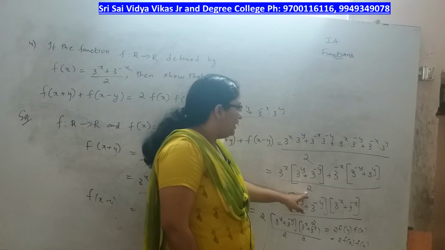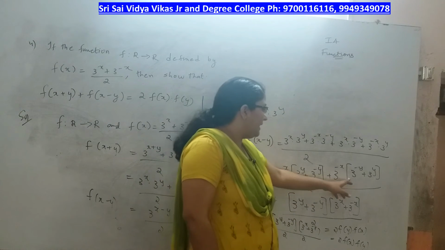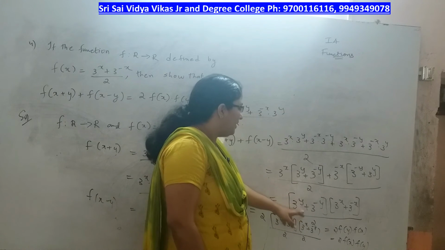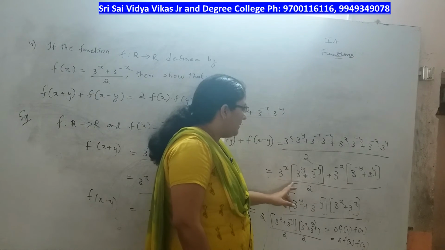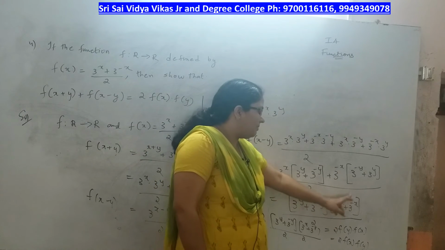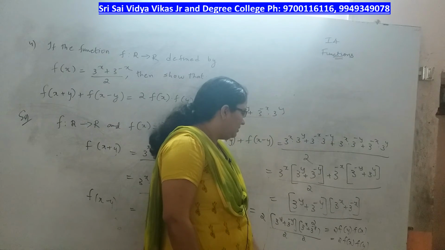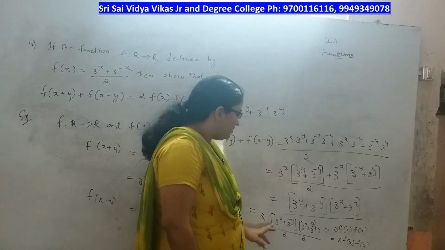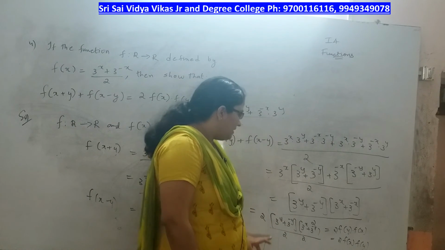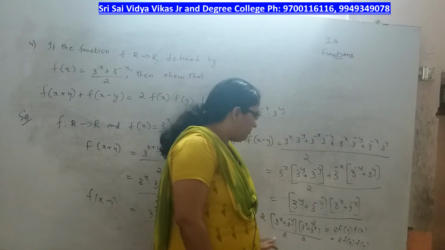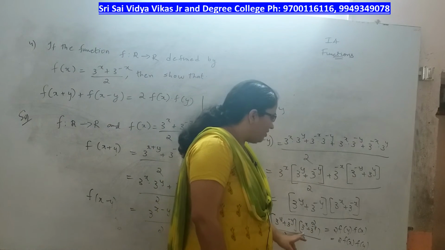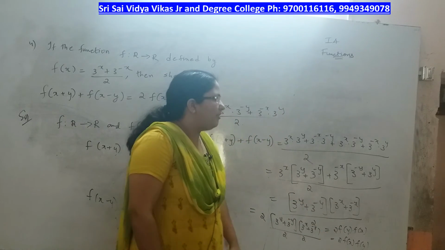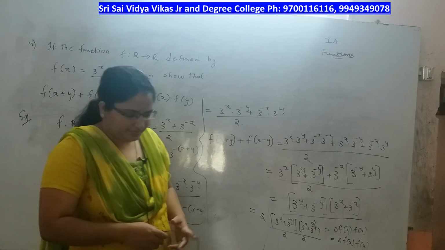whole divided by 2. From these two you can take 3 power y plus 3 power minus y common. Then you have 3 power x plus 3 power minus x by 2. Multiply and divide by 2. Here you have 1 by 2, here you have 1 by 2. That is 2 into, this part is f of y, this part is f of x. So that is equal to 2 into f of x into f of y. Hence proved.